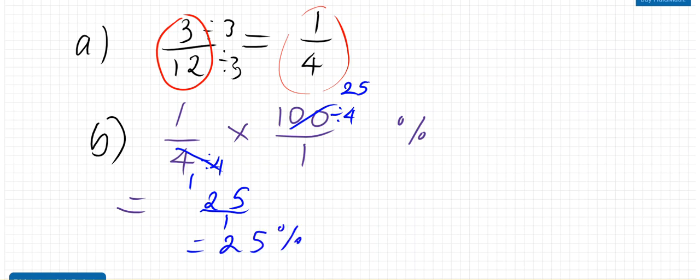Now you may have known that already mentally. A quarter as a percentage is 25%. As a decimal, it's 0.25. We always see that 25 when we're dealing with a quarter. But if the question said to show working out, well, there you go.